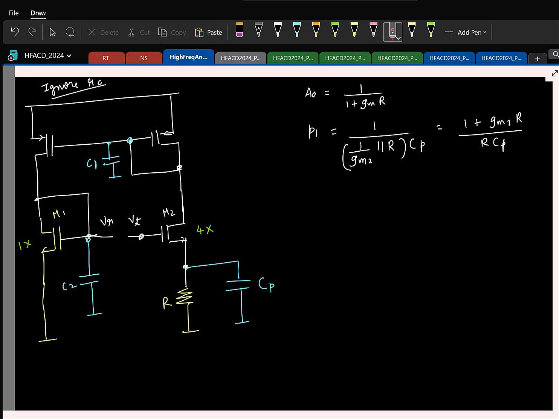So what about the pole due to this guy, C1? What is the impedance here? You just have a diode connected PMOS here. The impedance is 1 by Gm. So what is the pole? Let's say Gm of the PMOS by C1. And what is the third pole? Third pole due to this guy. Here the total impedance is only this fellow, right? Gm of the NMOS, Gm1 by C2.